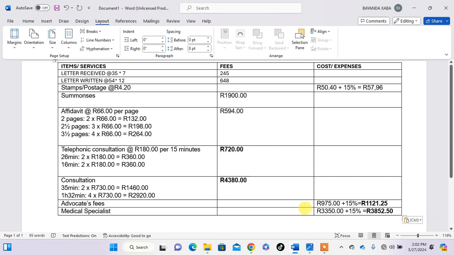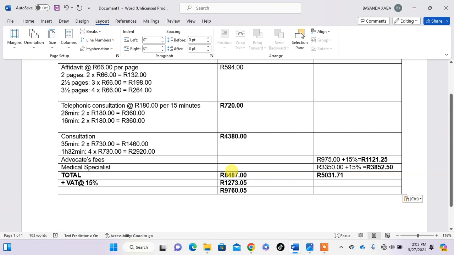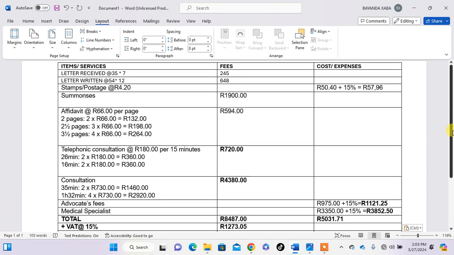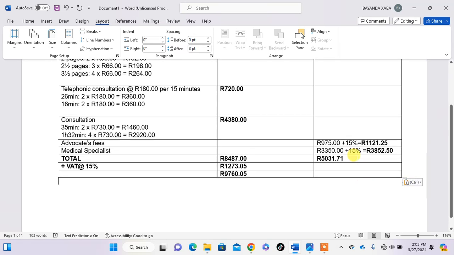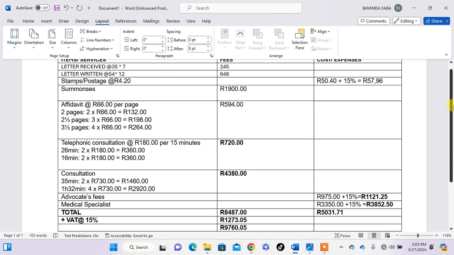Now we are done. You calculate all the fees, then you get the total. Then you calculate all the cost expenses, and you get the total. After that, you add the VAT on the total fees, because they have a VAT of 15% which must be added. We are not adding VAT while calculating; we add it now, and then we get this number. On the costs, you must know that the sales VAT was already added. Then everything is sorted on this side.